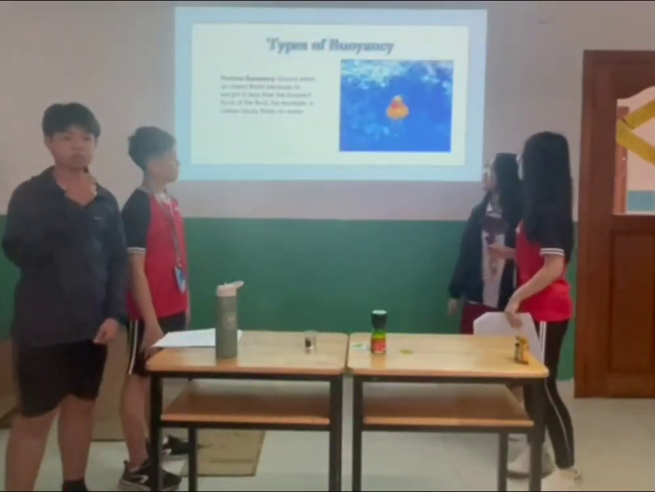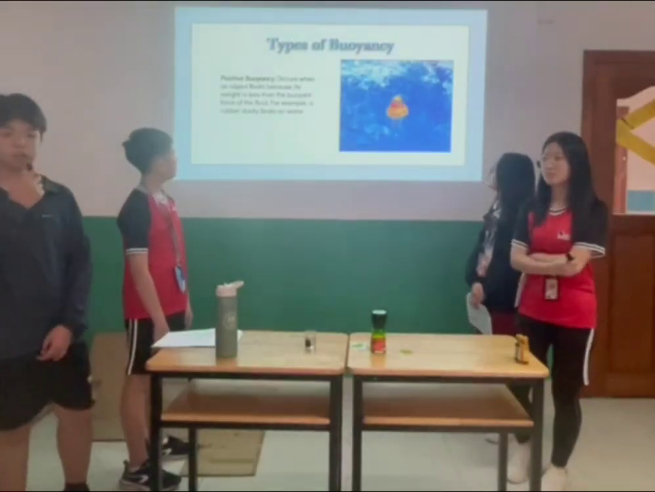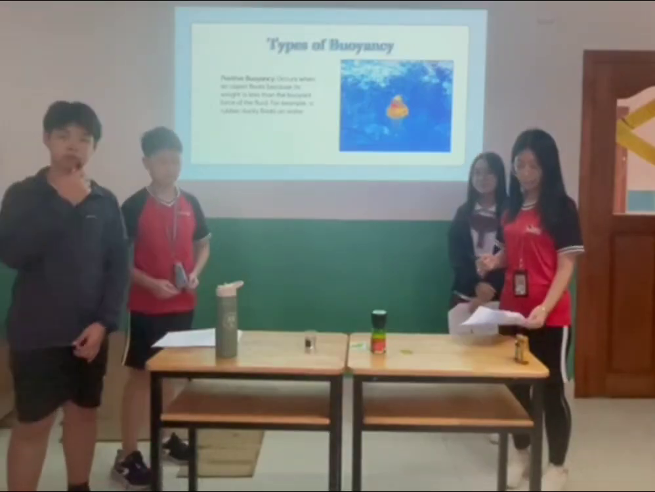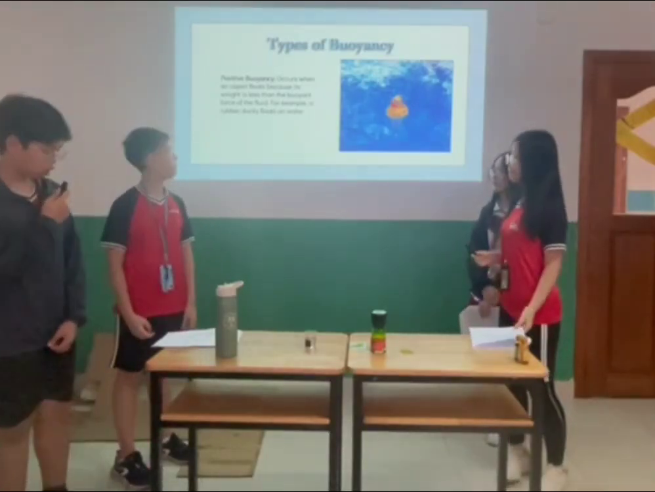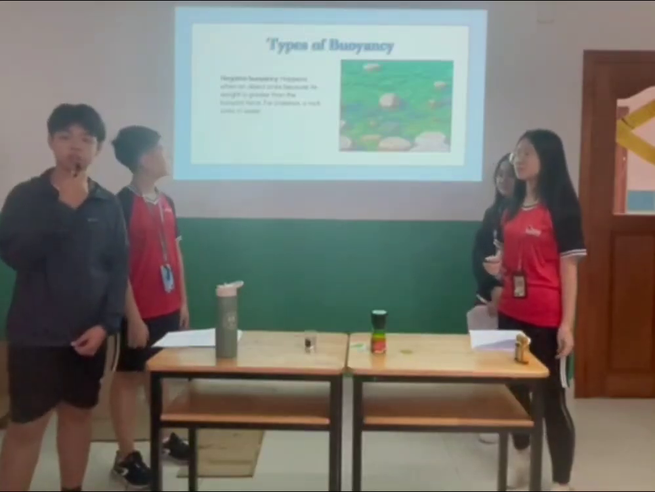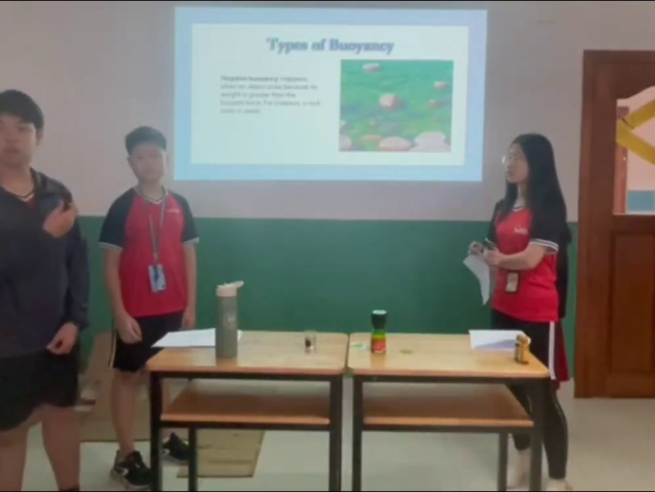Types of buoyancy are positive buoyancy and negative buoyancy. Positive buoyancy is when an object floats because its weight is less than the buoyant force, like a rubber duck on water. Negative buoyancy happens when the weight of an object is heavier than the buoyant force, like a rock in water.